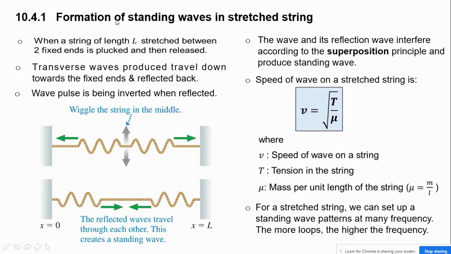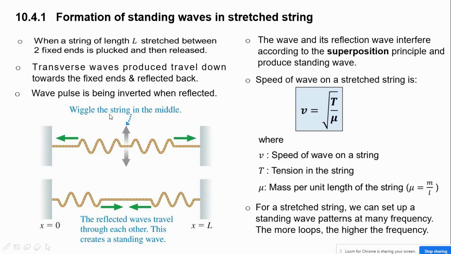So the first one, formation of standing wave in the stretched string. When a string of length L stretched between two fixed ends is plucked and then released, the transverse wave produced travels down towards the fixed end and is reflected back. The wave pulse is inverted when reflected. So let's say we have a string. This is the initial point, x equal to 0. And here is the final point, x equal to the length of the string. And this is the middle of the string.